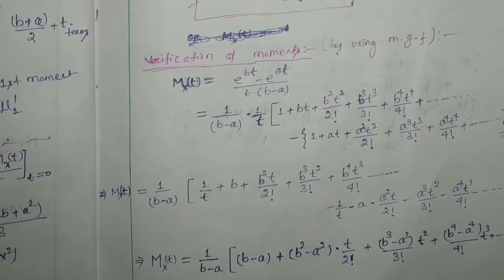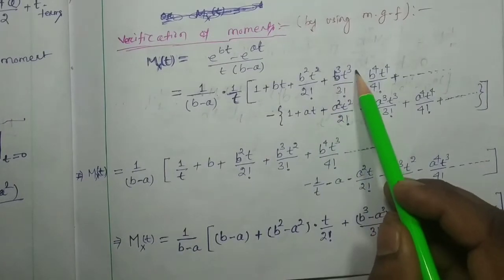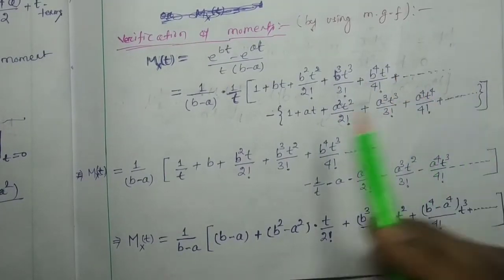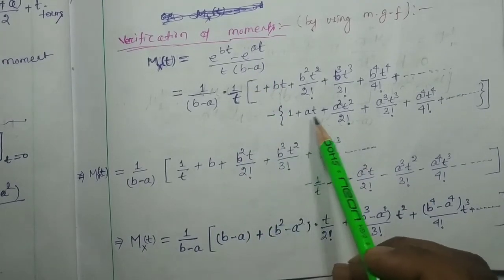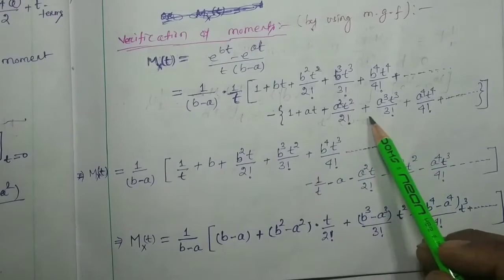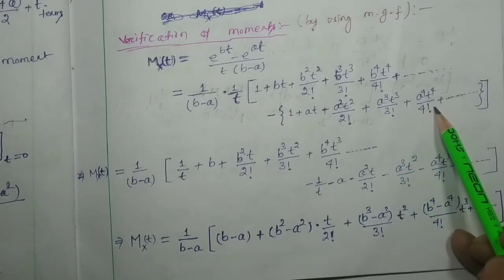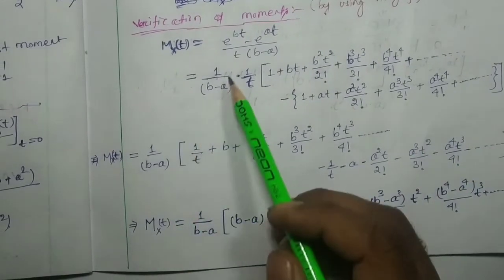Okay, b square t square by 2 factorial plus b cube t cube by 3 factorial plus b to the 4 t to the 4 by 4 factorial, and so on, and then minus e to the power at. So it will be 1 plus at plus a square t square by 2 factorial plus a cube t cube by 3 factorial plus a to the 4 t to the 4 by 4 factorial plus so on. Now here 1 by b minus a is there.